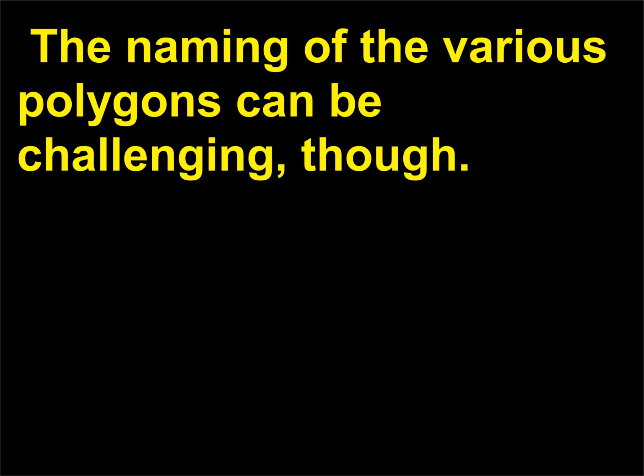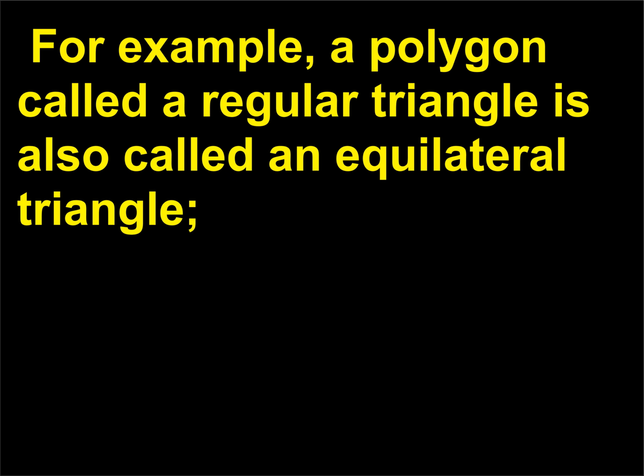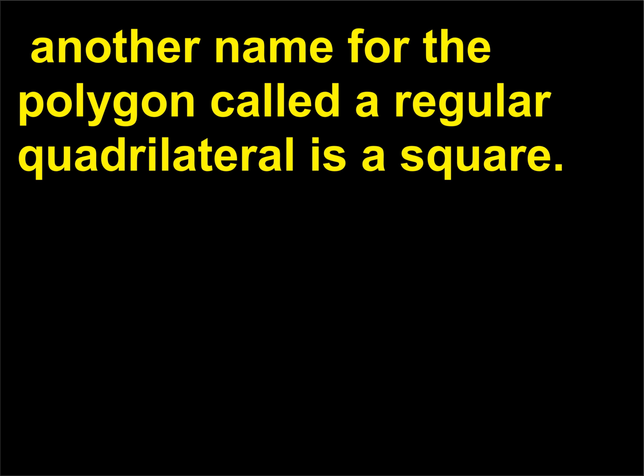The naming of the various polygons can be challenging, though. For example, a polygon called a regular triangle is also called an equilateral triangle. Another name for the polygon called a regular quadrilateral is a square.